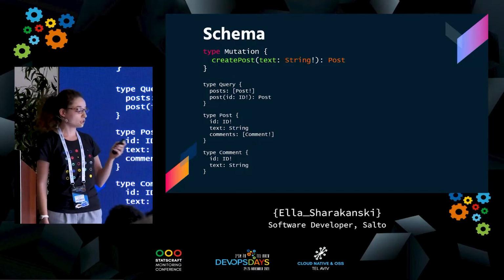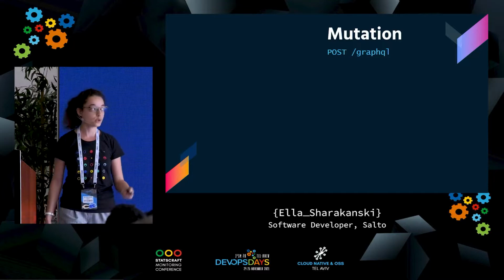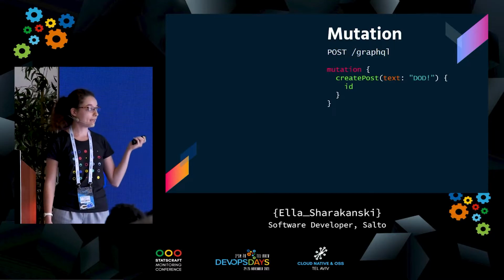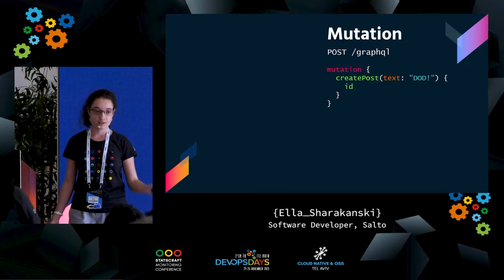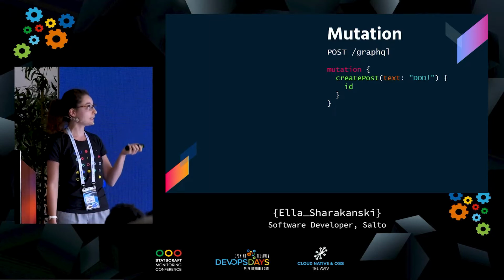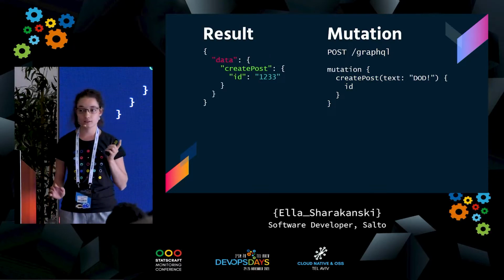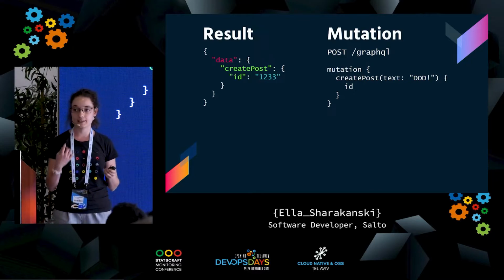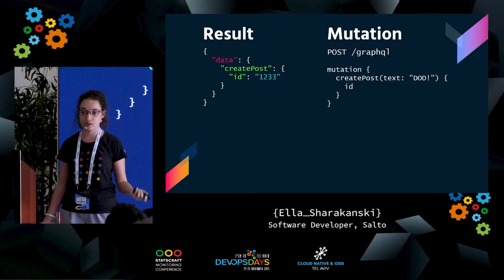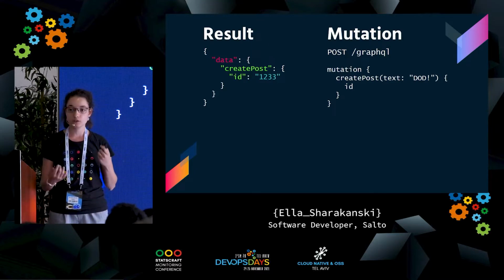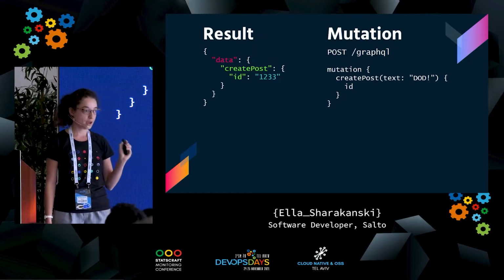To use a mutation, just as before, we send a post request to /GraphQL, but this time in the body we have the keyword mutation, and in this case we're creating a new post with a text of DevOpsDays. And then the result looks exactly like the mutation itself. So data, create post, and ID. And note that we're only asking for the ID of the created post back. And that's another example of the flexibility of GraphQL, because even with mutations, you can choose which fields to ask for in return.